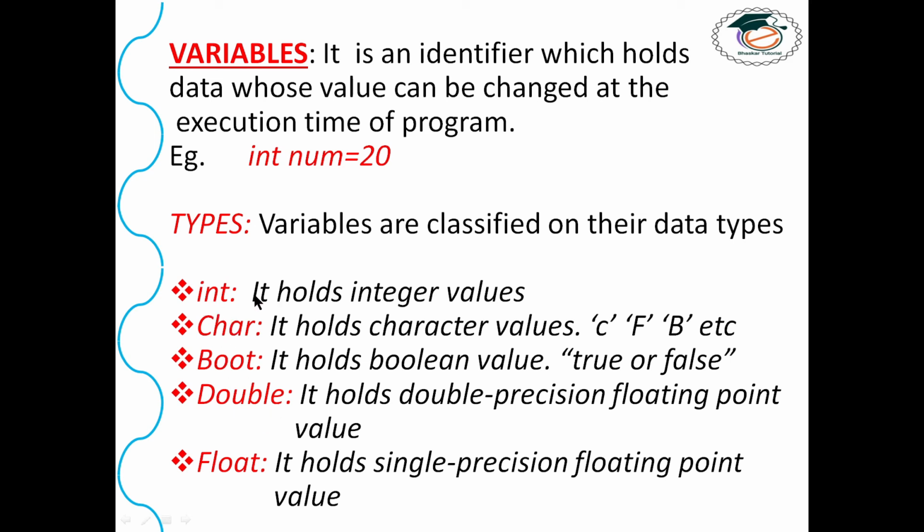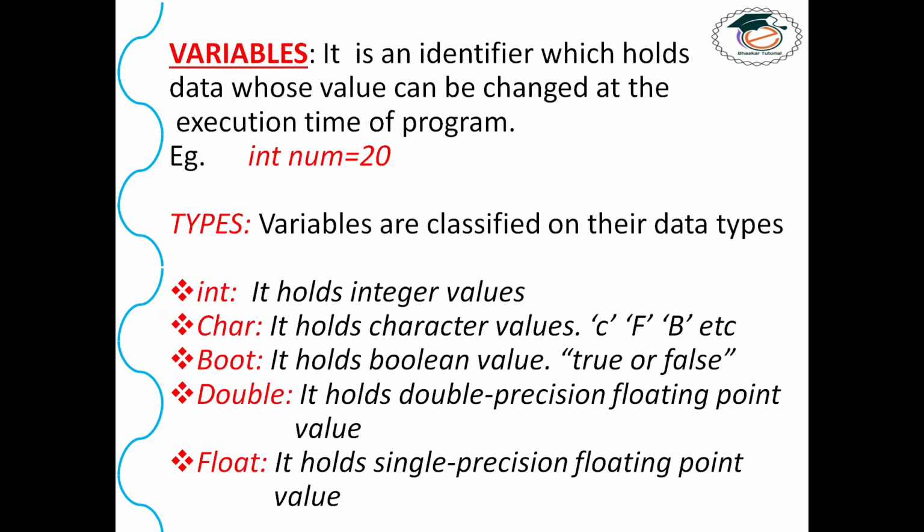Int means integer, it holds an integer value, and char holds a character value. Integers are numbers, and characters are single characters. Bool is known as a boolean value. It defines any statement as true or false and nothing else. A double variable holds a double precision floating point value, so it always has double precision. Float holds a single precision floating point. So it's very easy: int is only for numbers, char is for characters like a, b, c, d, bool is for true or false, double holds double floating points, and float has single floating points.